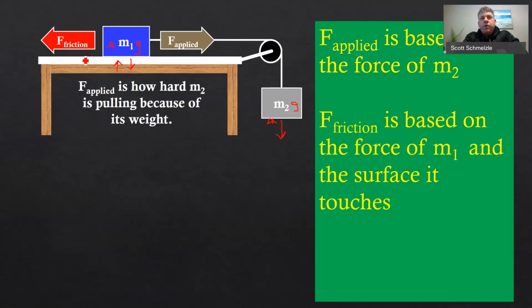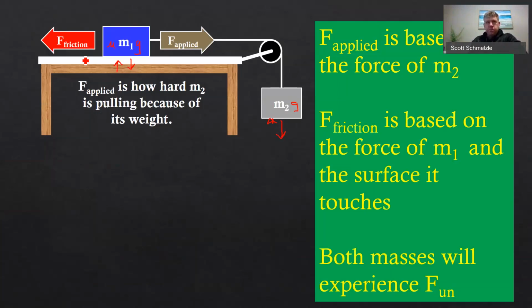And they'll pull on that M1 just a little bit differently there. Now, remember, if our force of friction is larger than our applied force, nothing happens. Now, what's the likelihood of that being the case? Pretty slim, okay? And then the last piece is our fun.